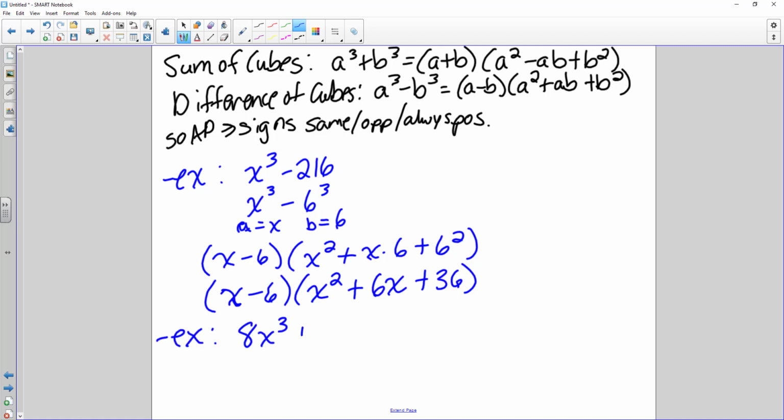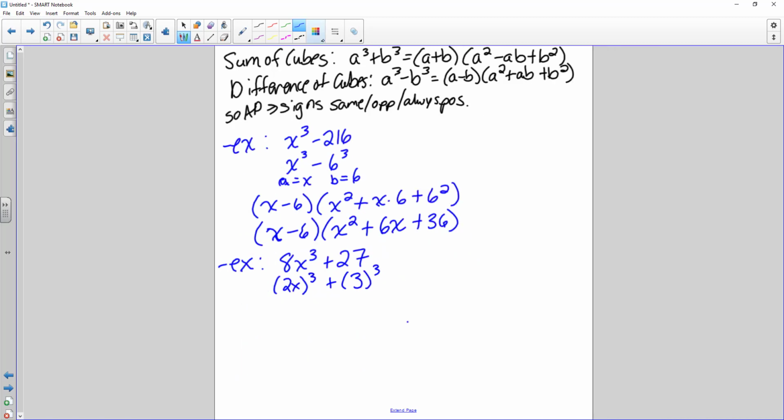8x cubed plus 27. So this is another one with a coefficient on the x cubed. There's actually a number, so let's use some parentheses on this one. 2x cubed is 8x cubed, and then 3 cubed is 27.